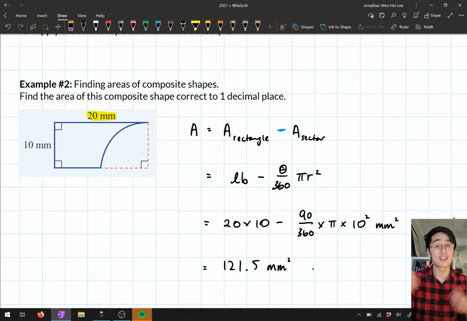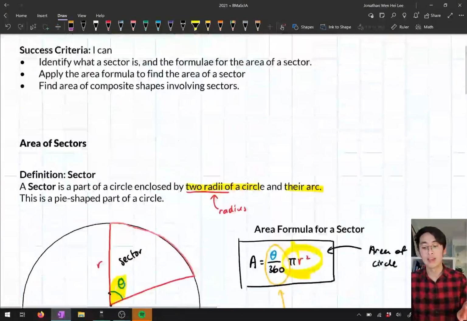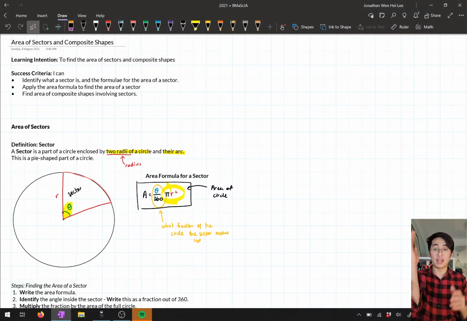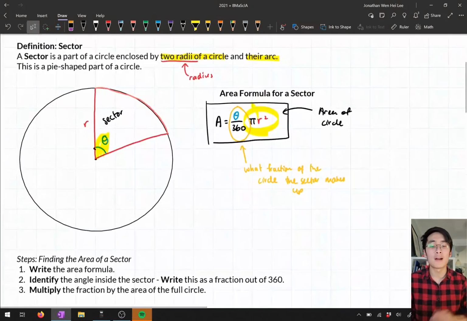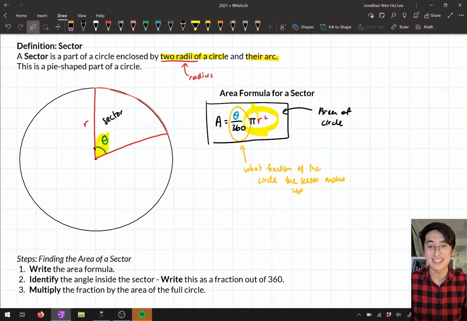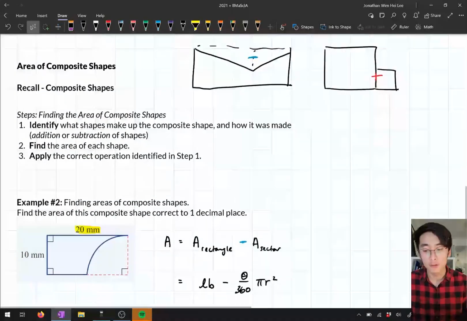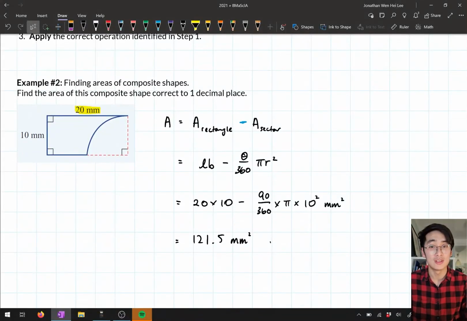Okay, so that's it for today's lesson. Let's do a quick recap of what we talked about today. In today's lesson, we talked about what sectors were. A sector is a part of a circle where you have two radii and the arc between them. When we want to find the area of a sector, we had to find the angle at the center of the sector, divide that by 360, and then times that by pi r squared. So find what fraction of the circle we have, and then find the area of a circle, and then multiply the two together. We went through a few examples of finding the area of sectors, and we also applied it to finding the area of composite shapes using sectors.